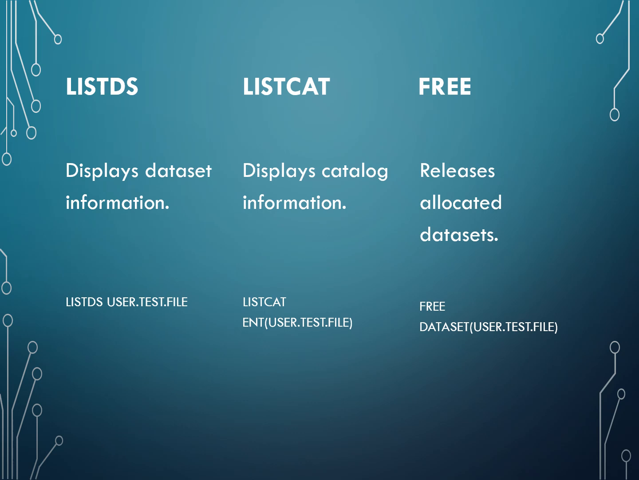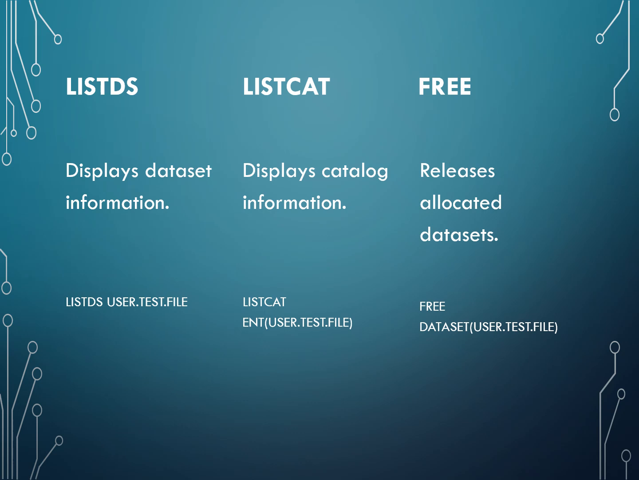ListDS. ListDS displays information about a dataset. Developers use this command to verify dataset details. Next is listcat. Listcat displays catalog information. This command helps us understand whether a dataset exists and provides catalog related information. Finally, free. Free releases an allocated dataset. Example, free dataset user.test.file. This command removes the dataset allocation from the current session. These commands are very useful while troubleshooting dataset issues.